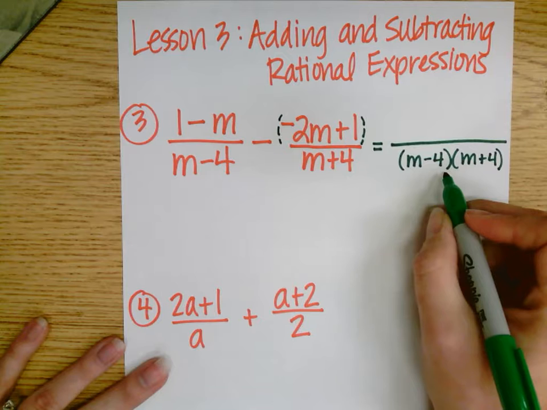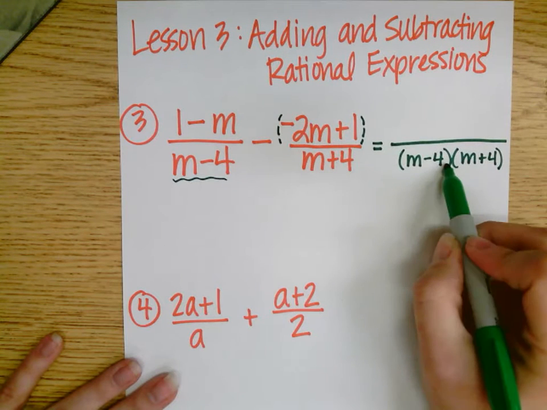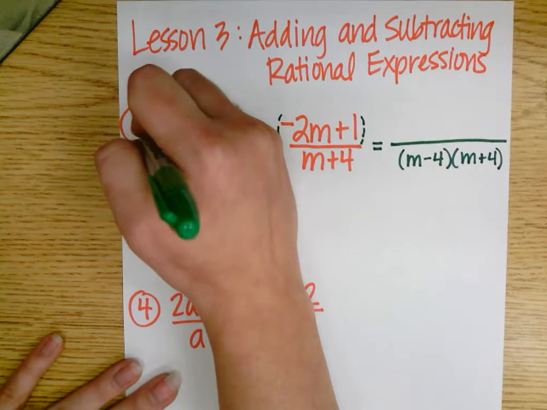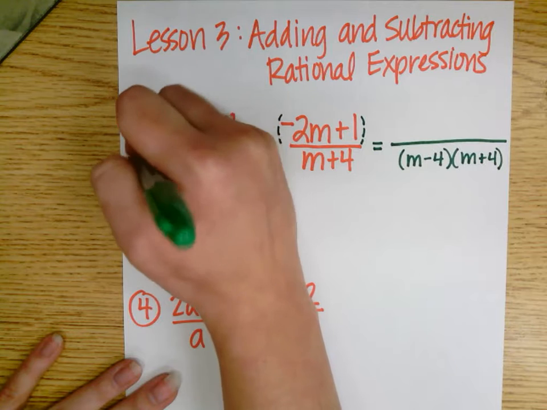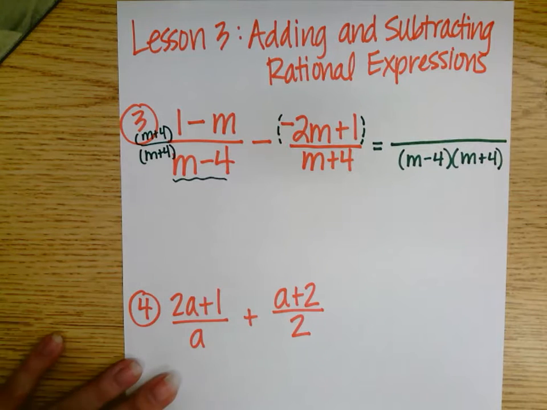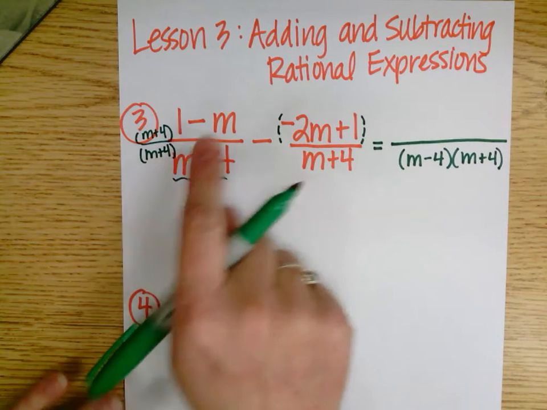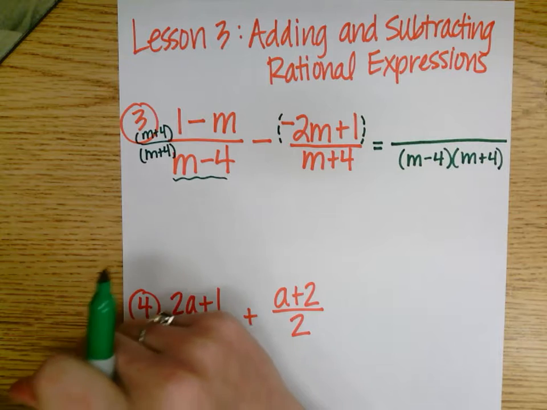Alright. Now I have to compare. I have this piece right here, and I need this piece for my first fraction. So I'm going to multiply by m plus 4 over m plus 4. This is really just multiplying by a fancy 1. Nothing more than that. Anything divided by itself is 1. But what I'm doing is creating something that I'm going to be able to put together.